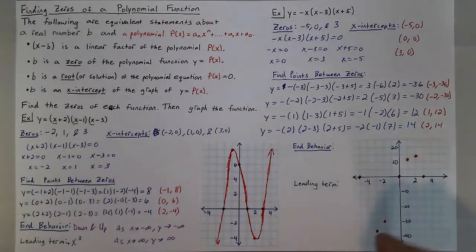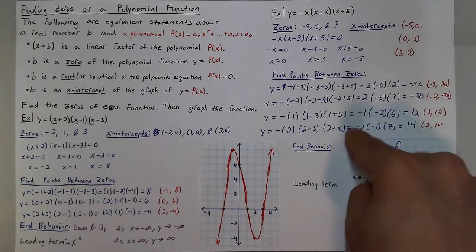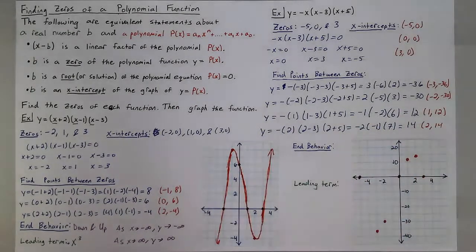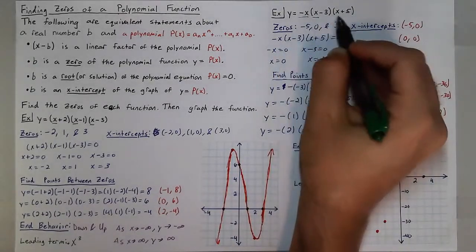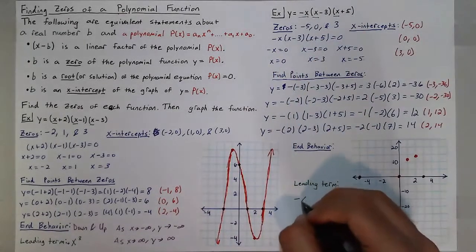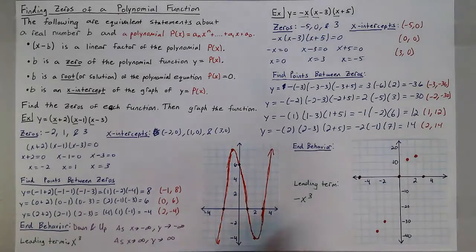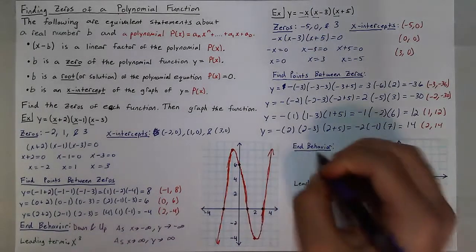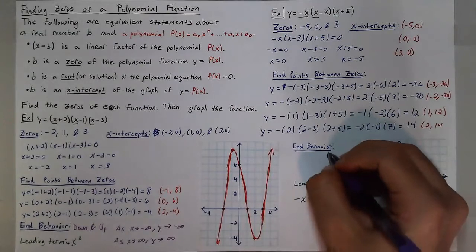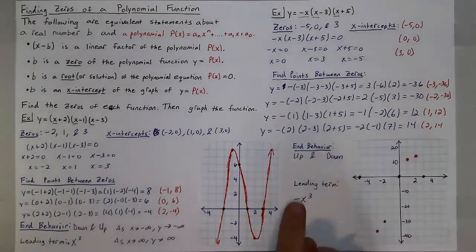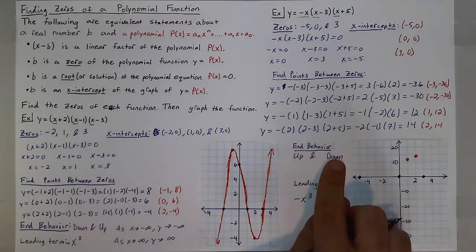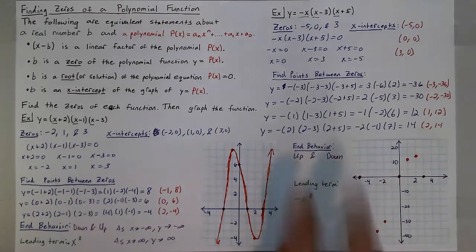It looks like it's going to look something like this, with it going up to the left and then down to the right. But let's just double check. Leading term, negative x times x would be negative x cubed. So that's negative. So my end behavior will go down to the right, but then up to the left. Again, negative makes it go down to the right. The odd power makes it go in opposite directions.